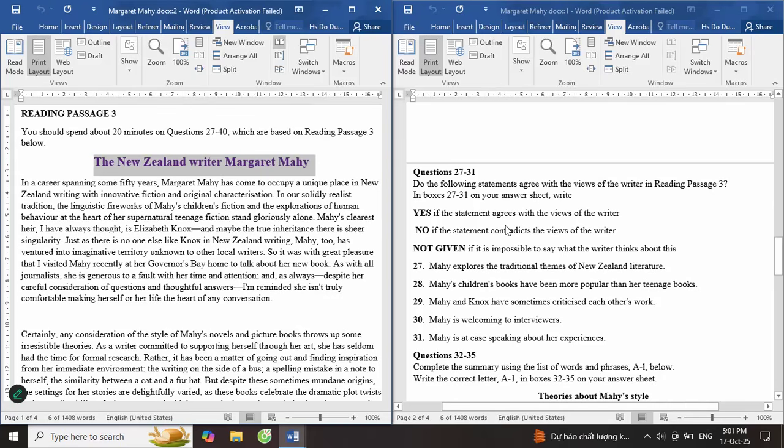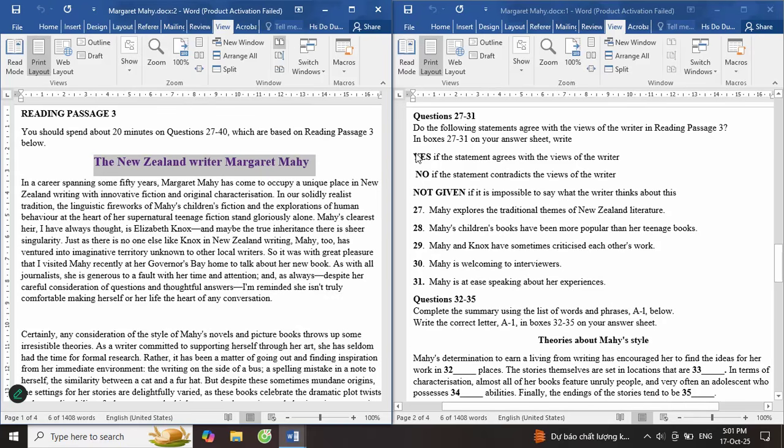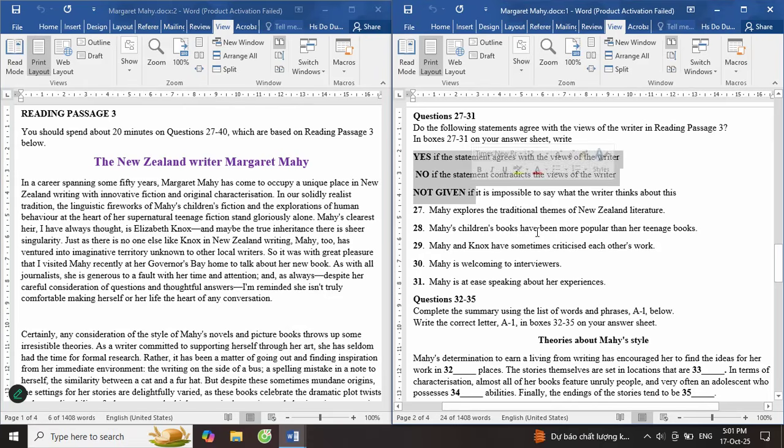The type of question we will work with today is yes, no, not given. Basically, it's the same as true, false, not given, just different terms. Be careful to use the correct term, because if you use the wrong one, your point won't be counted. Like if this is a yes, no, and you say true, false, the point would be deducted.